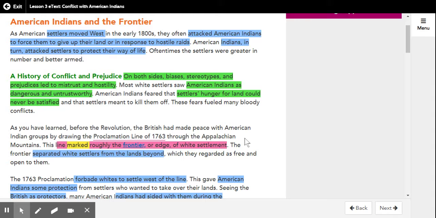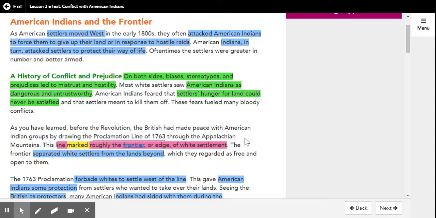A history of conflict and prejudice. On both sides, biases, stereotypes, and prejudices led to mistrust and hostility. Most white settlers saw American Indians as dangerous and untrustworthy. American Indians feared that settlers' hunger for land could never be satisfied, and that settlers meant to kill them off. These fears fueled many bloody conflicts.